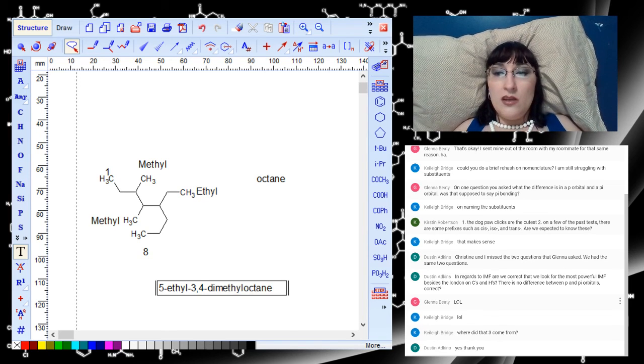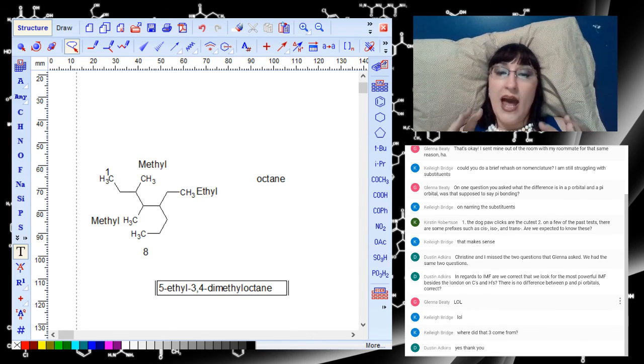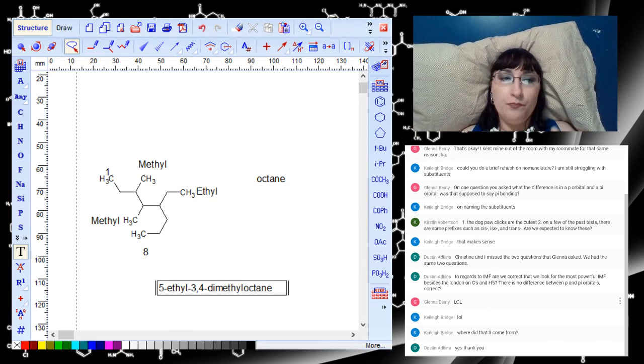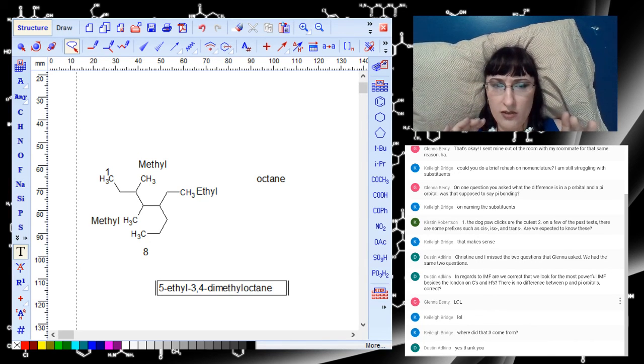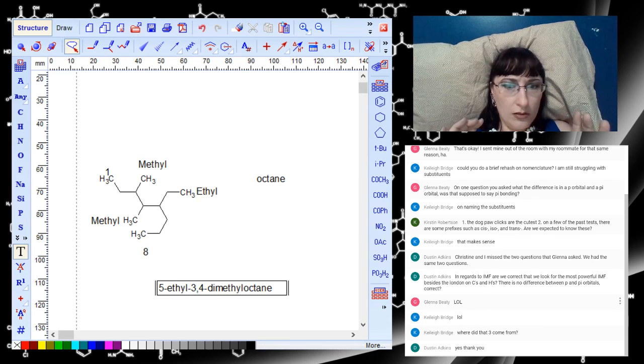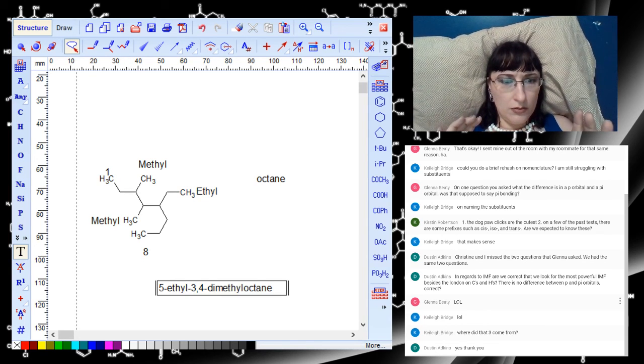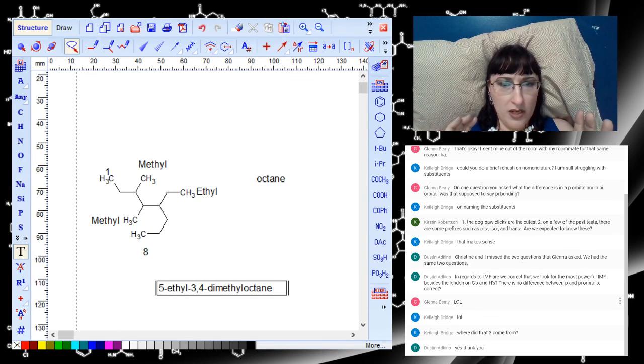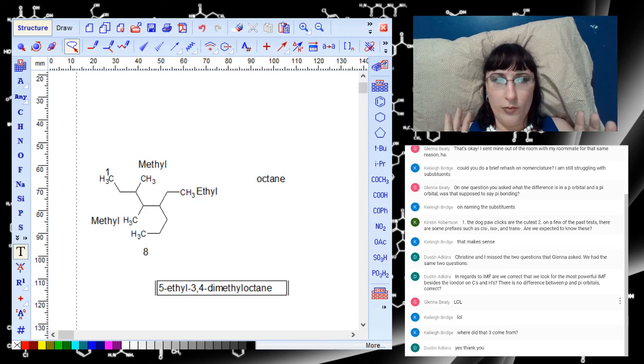So in atomic orbitals, meaning you just have an atom by itself, you have, sorry, I just saw that question from Keely. You're talking about the one on the methane, Keely? The 3 on the dimethyl? It's because there's a methyl group on carbon 3.